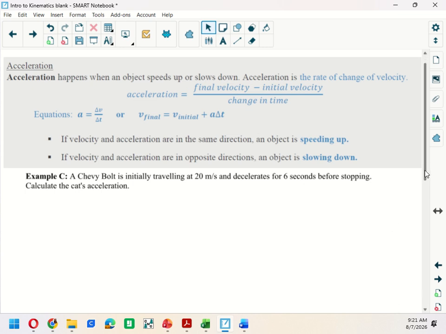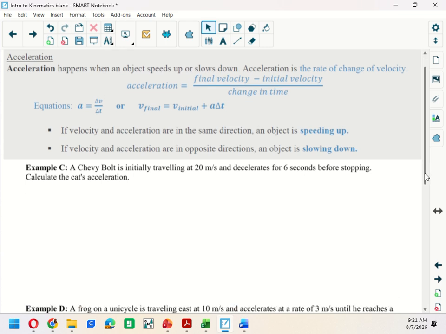There we go. We have acceleration. And I got a problem with this one right here because C does not match anything.